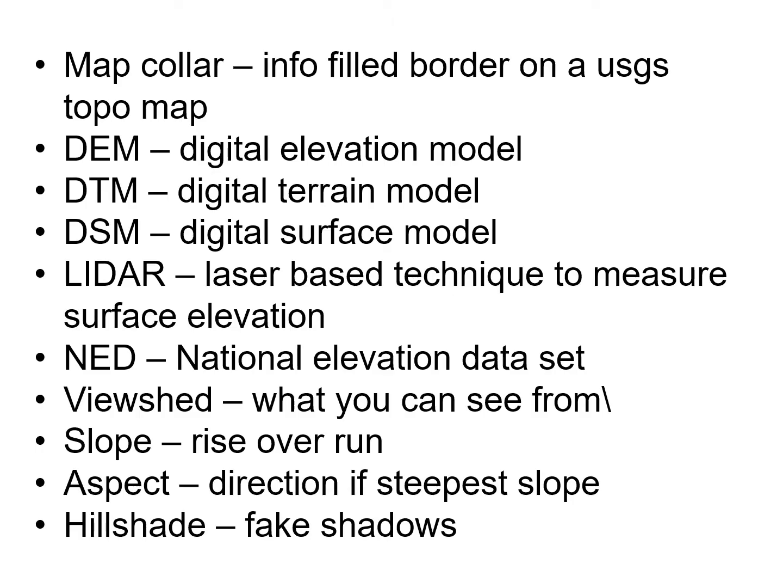So let's talk about some of the elements of these maps that are important. The map color is sort of that border around the outside, the white section on that previous map. And it's filled with information on a USGS topological map. If we talk about a DEM, that's a digital elevation model, that's a raster of elevation values. A DTM is a digital terrain model. That is a raster of elevation data for the surface of the Earth.